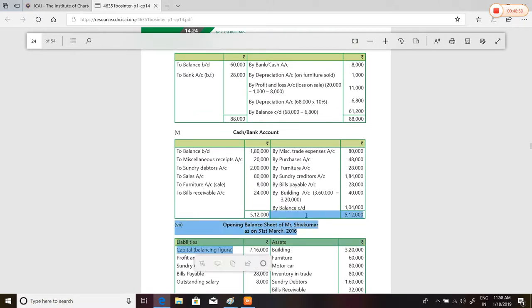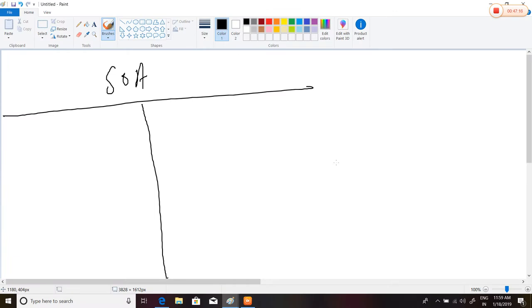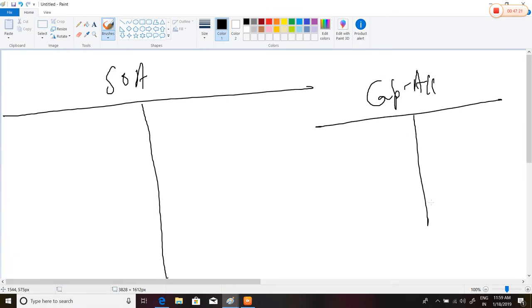Then from this one more working note is to be prepared, that is capital account. With this capital 7,16,000, and then it is to be transferred to a balance sheet. Okay, then it will be transferred to balance sheet. The capital account format is in this question, capital account, by balance brought down, whatever comes here.